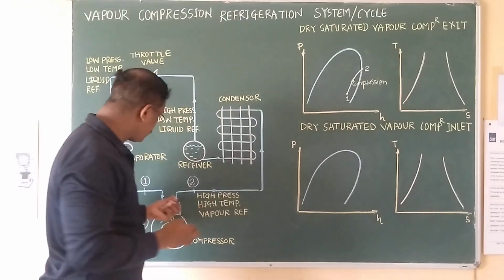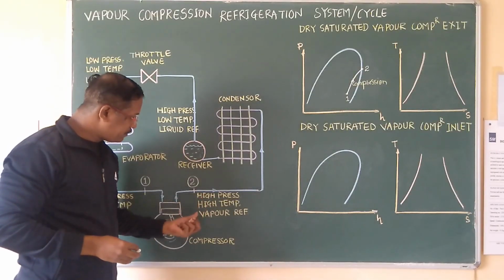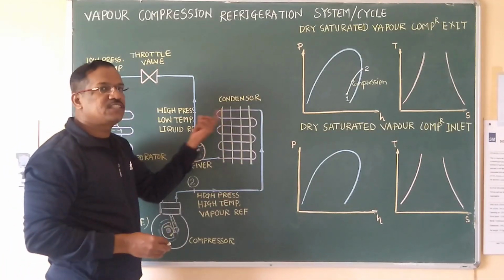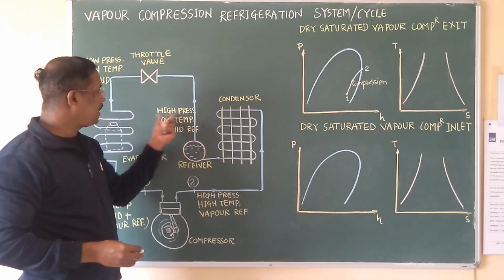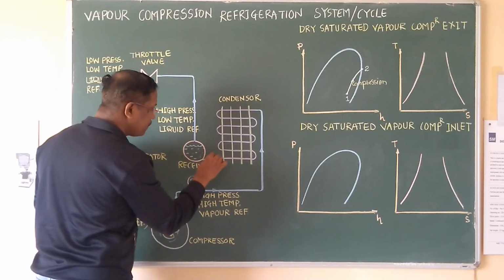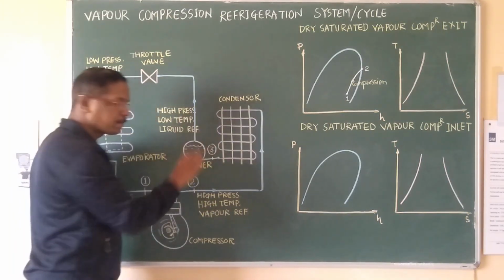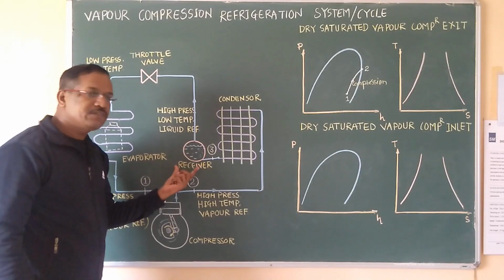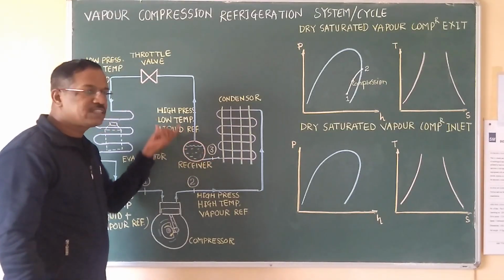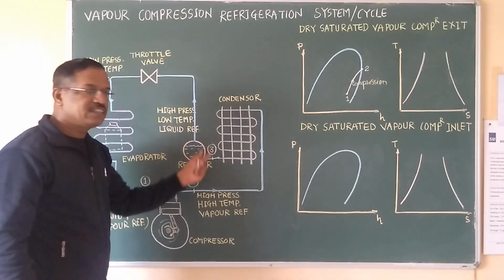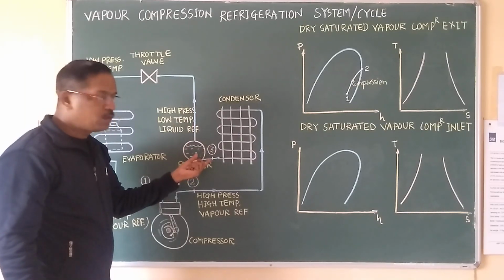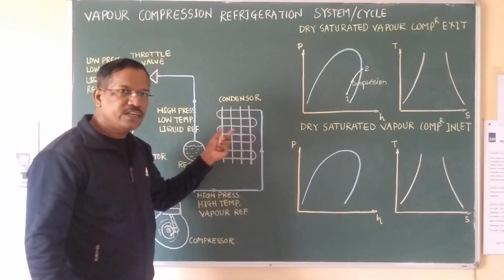Now after compression, the high pressure, high temperature vapor refrigerant passes through the condenser and its property gets changed to high pressure, low temperature liquid. So this is the third point. In plotting, a receiver does not play any role because before the receiver and after the receiver the property is the same, so it is considered as a whole one thing. So the third point is after the condenser. In the condenser, only temperature reduces.